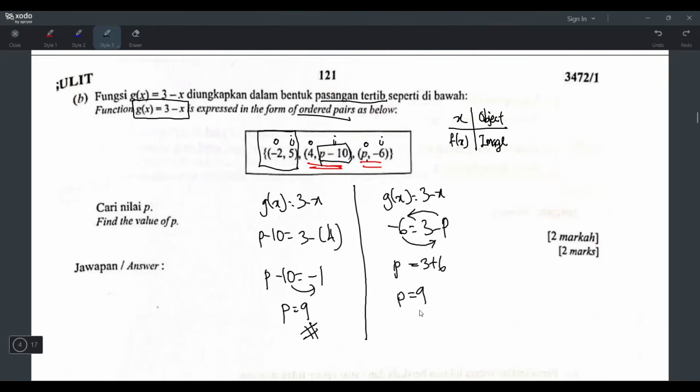And as you can see, you get the same, right? But you don't have to do both. Just choose one. Choose this or choose this, whatever. Both also can. Okay, that's all.